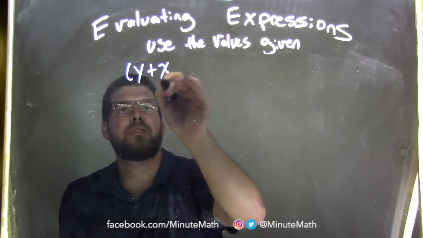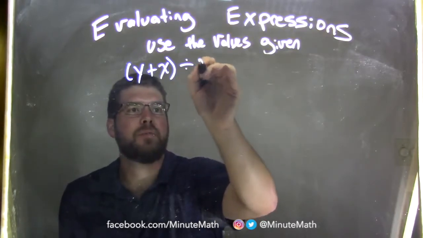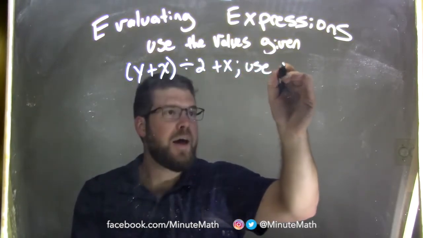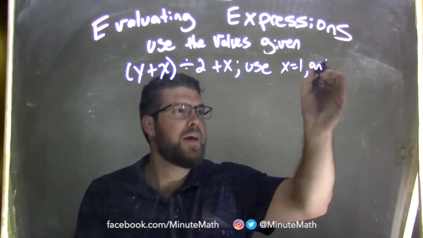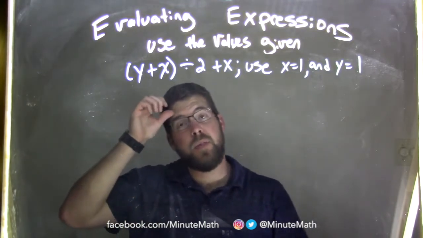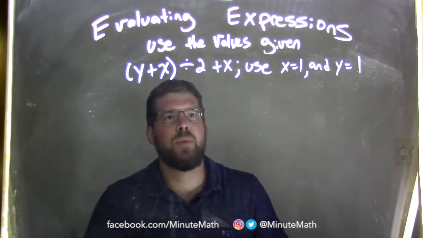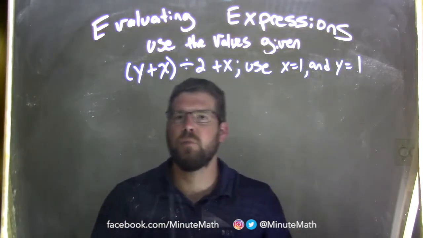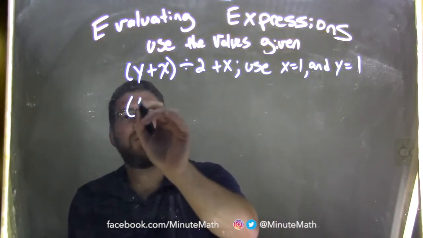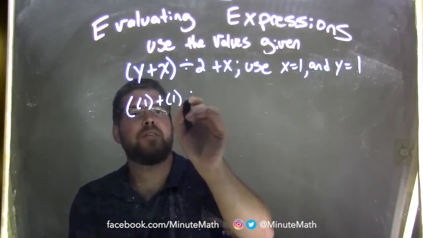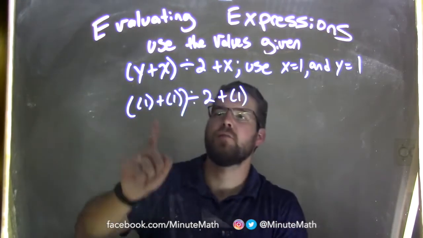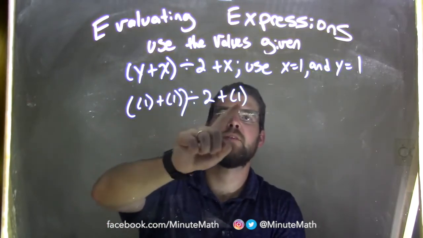Y plus x divided by 2 plus x. And I want to use x equals 1 and y equals 1. Okay? Well, if I was given that, right, this expression, y plus x divided by 2 plus x, and x is 1 and y is 1. Well, x is 1, we're going to substitute that in, and y is 1, we substitute that in. So we have 1 here plus 1 in for x divided by 2 plus 1 in for x, right? So again, this one is for the y, this one's for the x, and this one's for this x.